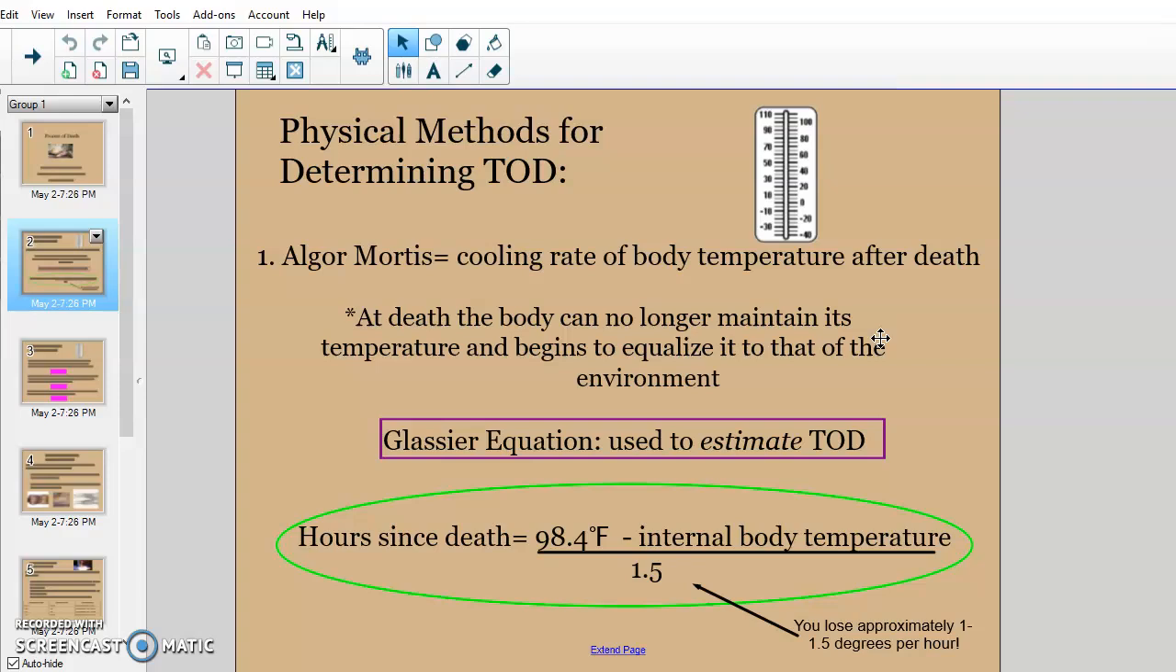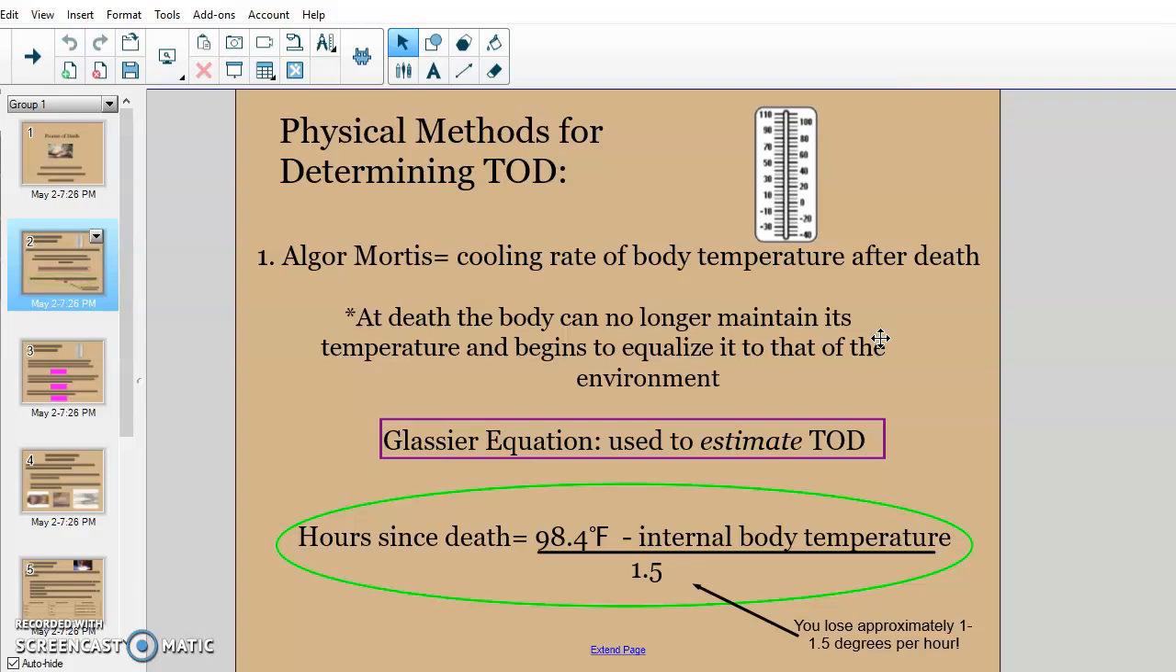So the body is not able to maintain its constant temperature anymore. Normally, when you're alive, your temperature is 98.6 degrees Fahrenheit, approximately. When you die, your heart's not pumping anymore, and your body doesn't have the ability to keep the temperature constant, and it begins to equalize to whatever environment you're in.